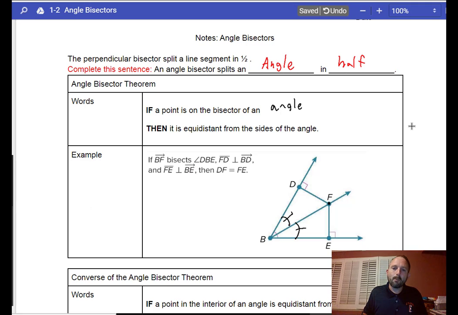Since this is the angle bisector, it bisects this angle, then F is equidistant from the sides of the angle. It's equidistant from this leg and this leg. DF is equal to DE.